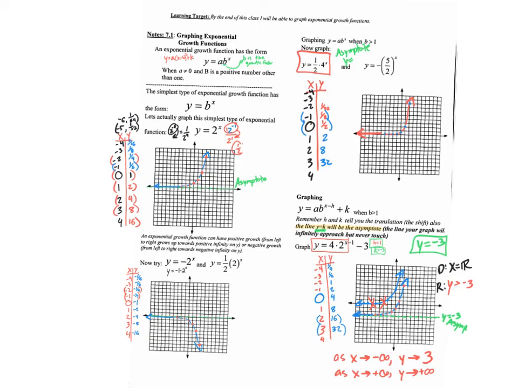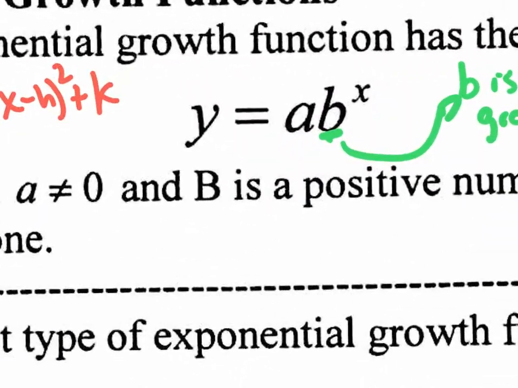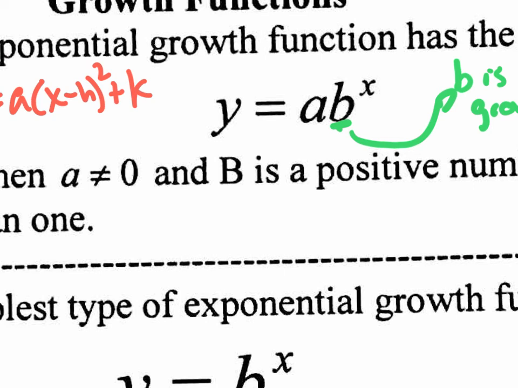You know what? I might as well give you a little taste of that right now. Check it out. What determines if it's a growth or a decay function? The growth or the decay factor, the b value, okay? If this b value is greater than 1, it's going to be a growth function. From left to right, it will grow away from your asymptote. If your b value is closer to 0, less than 1, it's going to be a decay function. From left to right, it's going to decay towards your asymptote, okay?